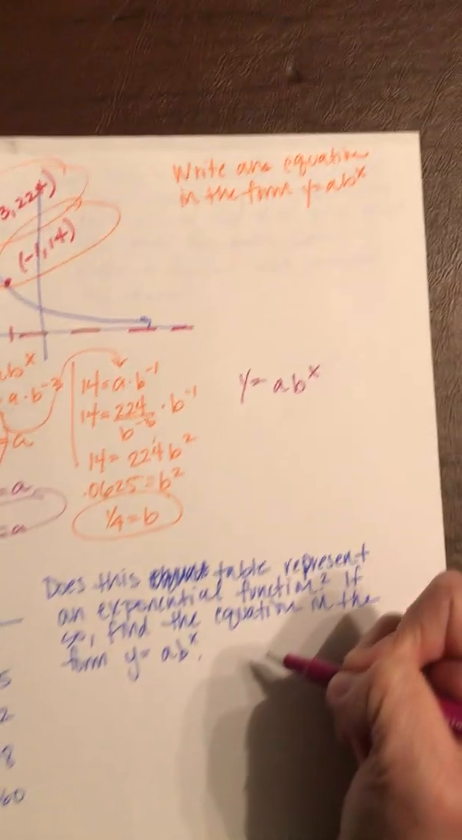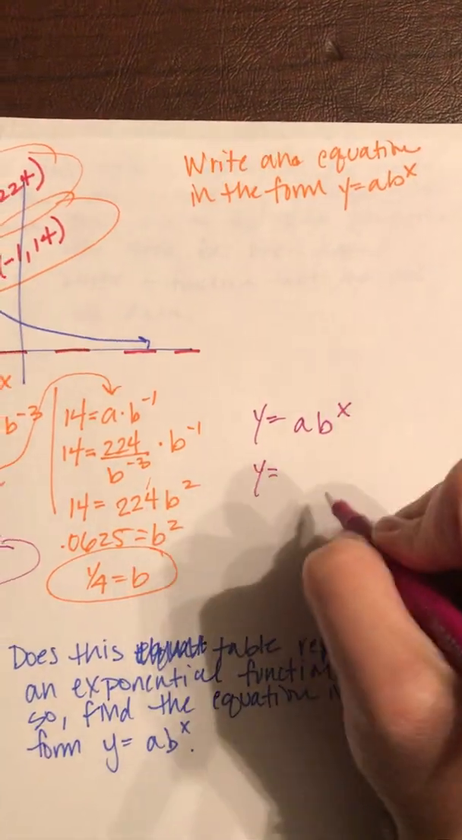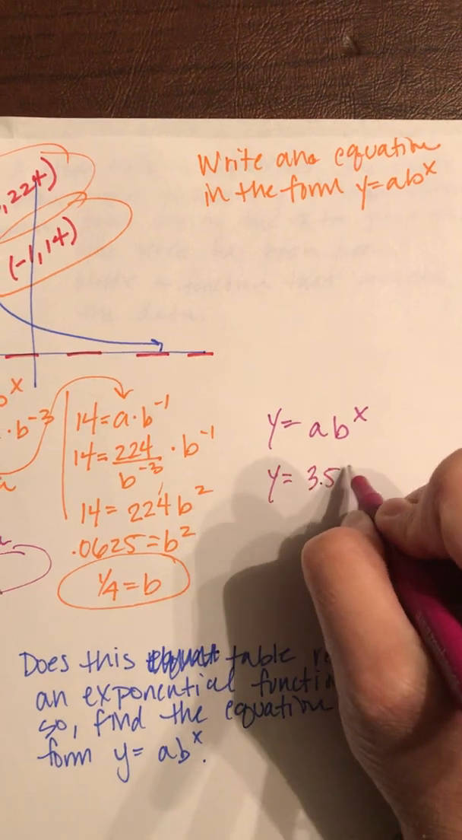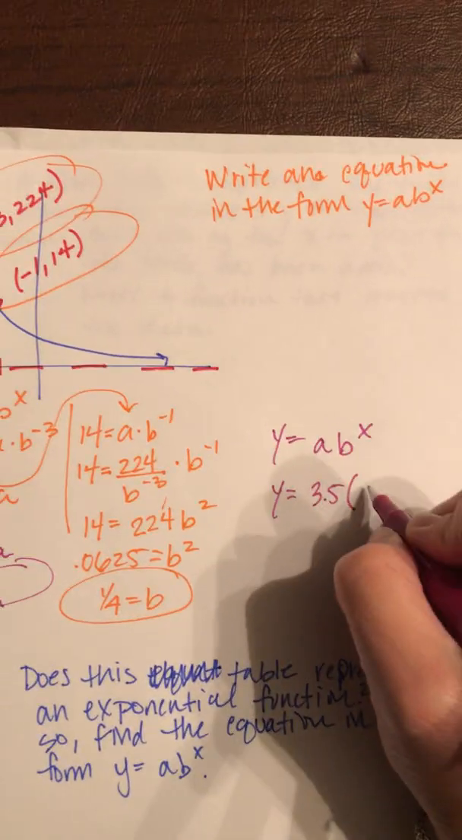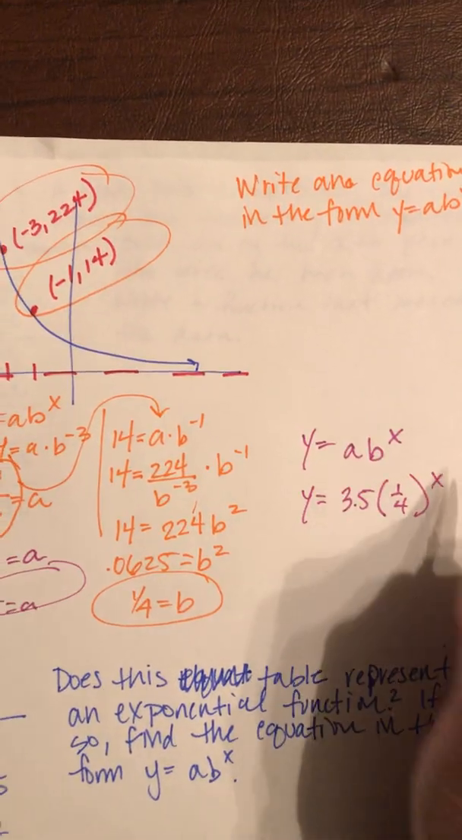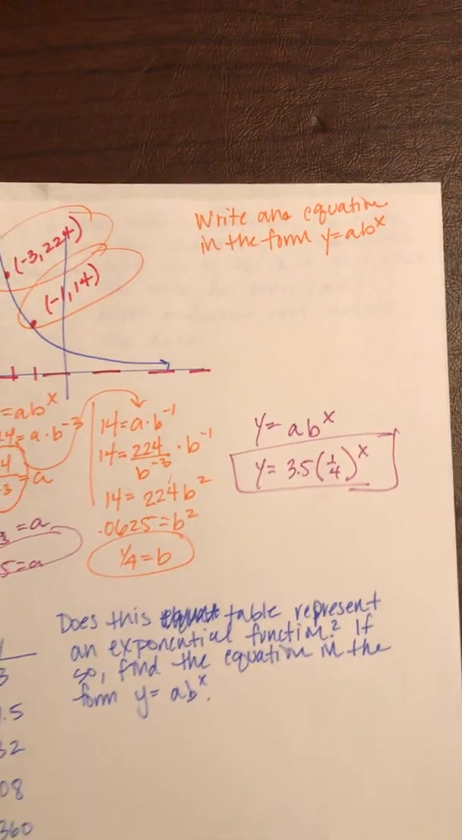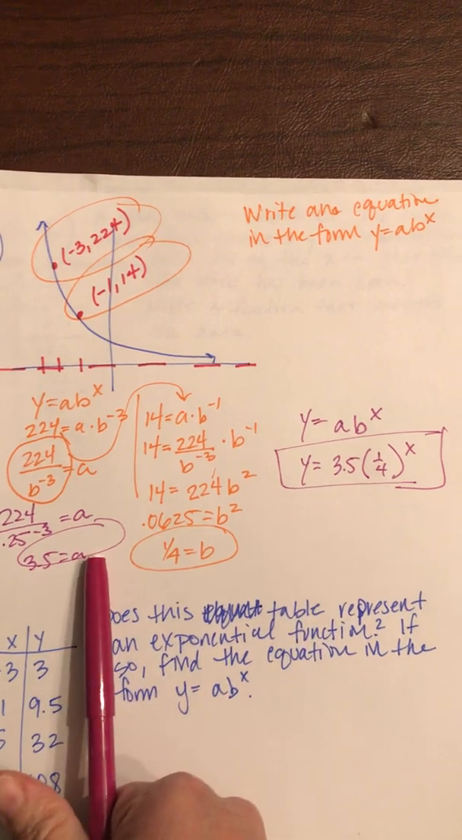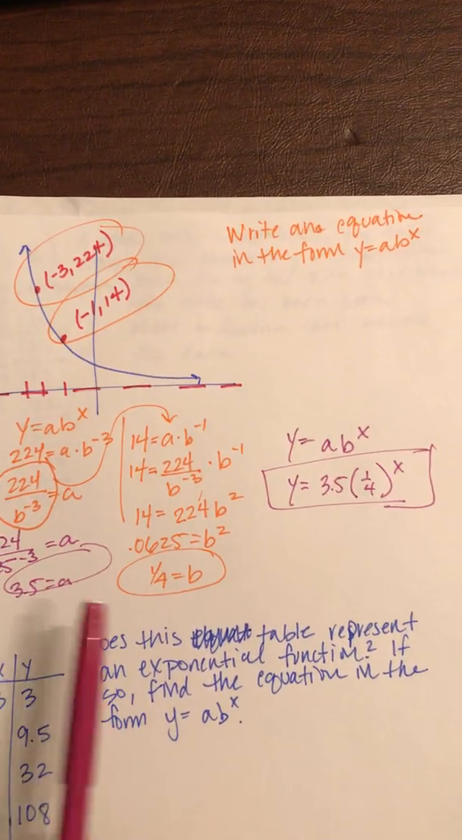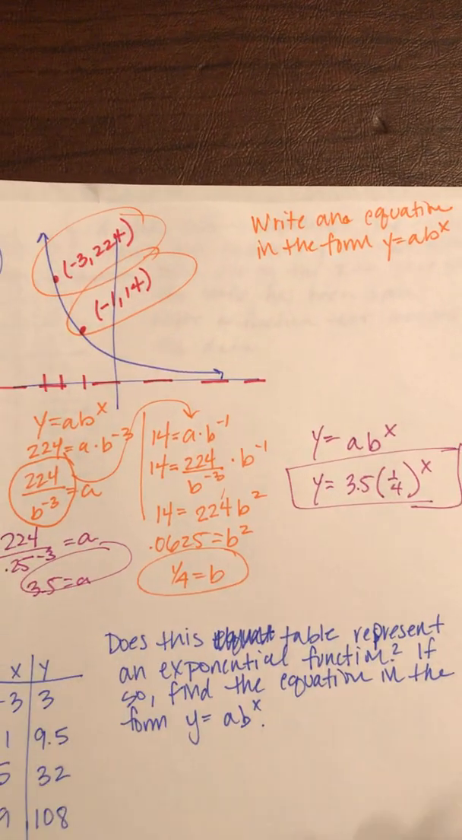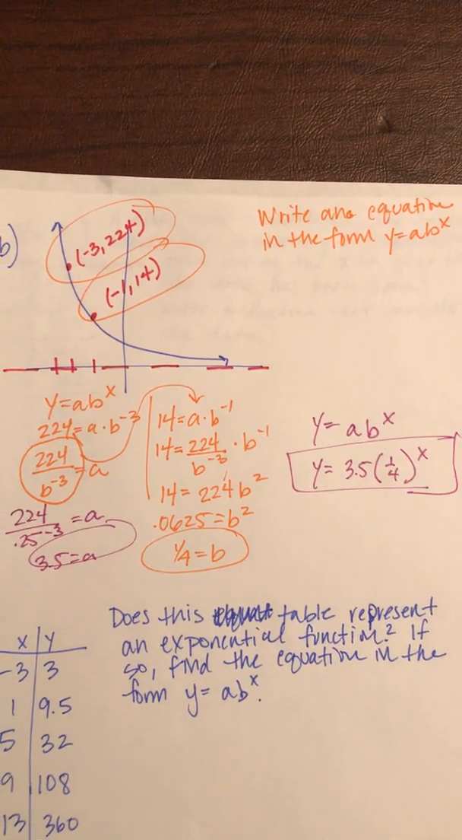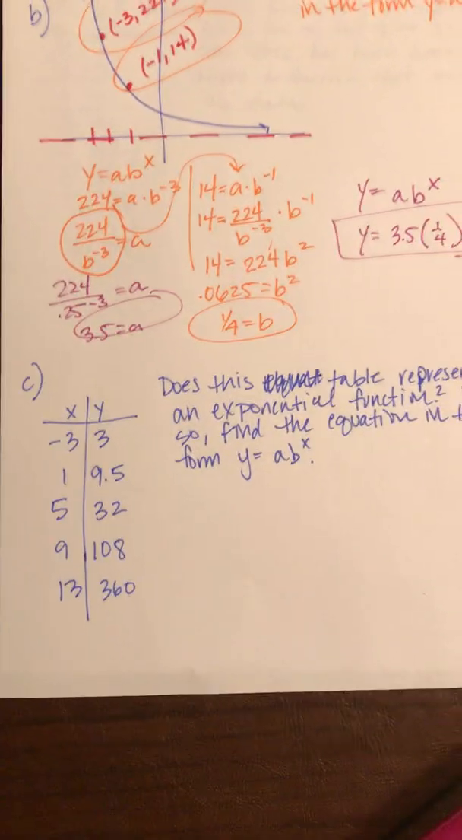So if I have my y equals ab to the x, I know that a was 3.5. I know my b value was 1/4 or 0.25. And now this is my final equation. What this allows us to do is have a plan in case we can't figure out the pattern in the table, and this will always work for exponentials, setting up a system. All right, I'm going to show you another example.